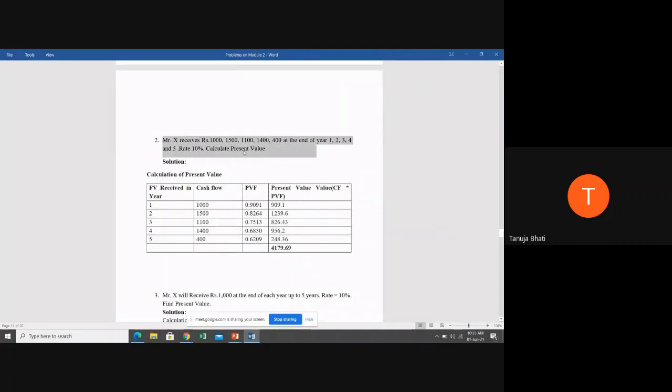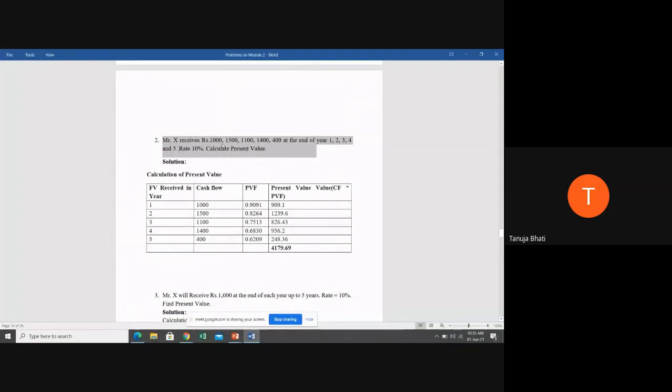Mr. X receives rupees 1,000, 1,500, 1,100, 1,400 and 400 at the end of year 1, 2, 3, 4, 5, at the rate of 10%. Calculate present value. Means at the end of 1 year, he is receiving 1,000. At the end of 2 years, 1,500. At the end of 3 years, 1,100. At the end of 4 years, 1,400. At the end of 5 years, 400. At the end of 1 year, if he is receiving, that is the future value. So today, what is the present value of those cash flows?